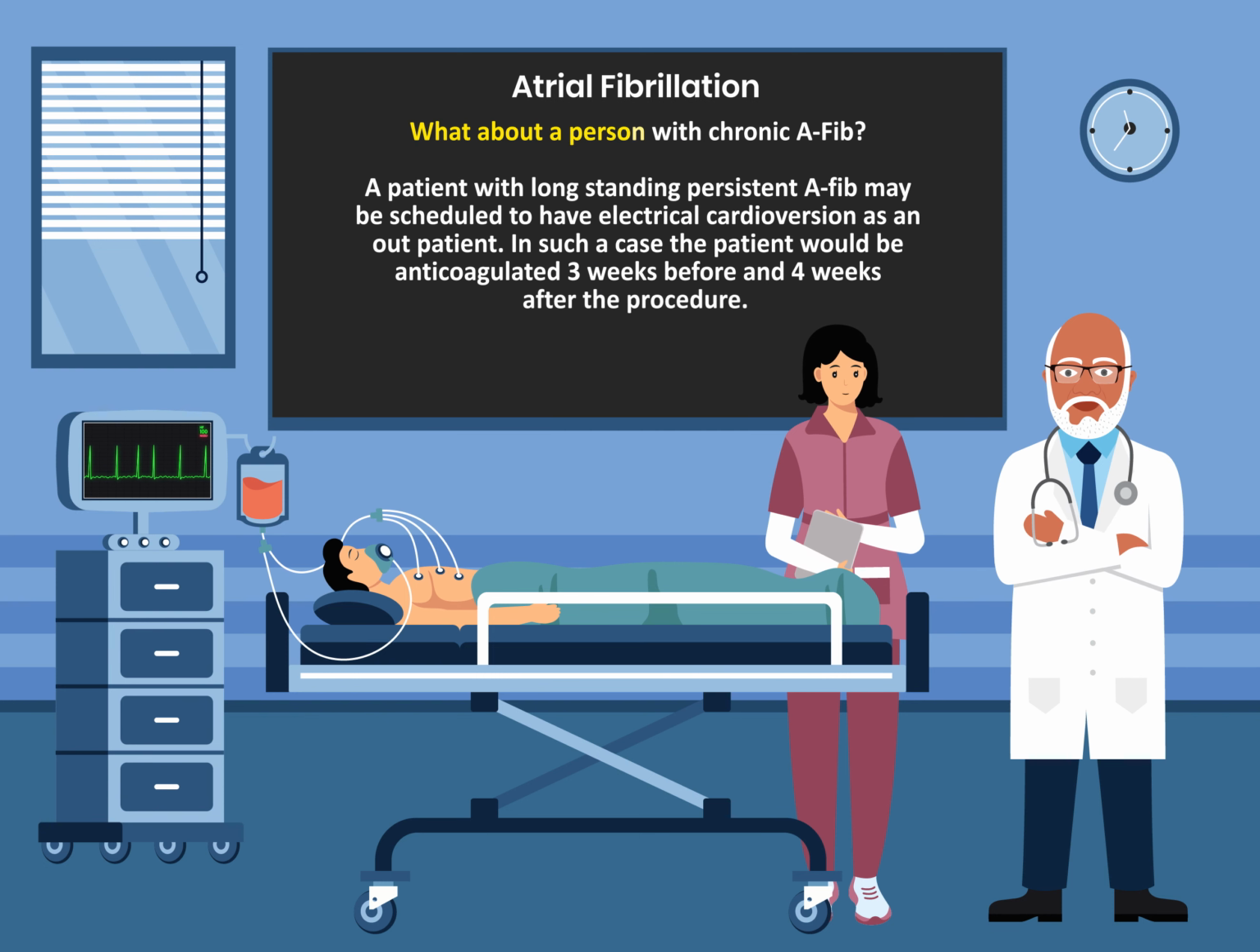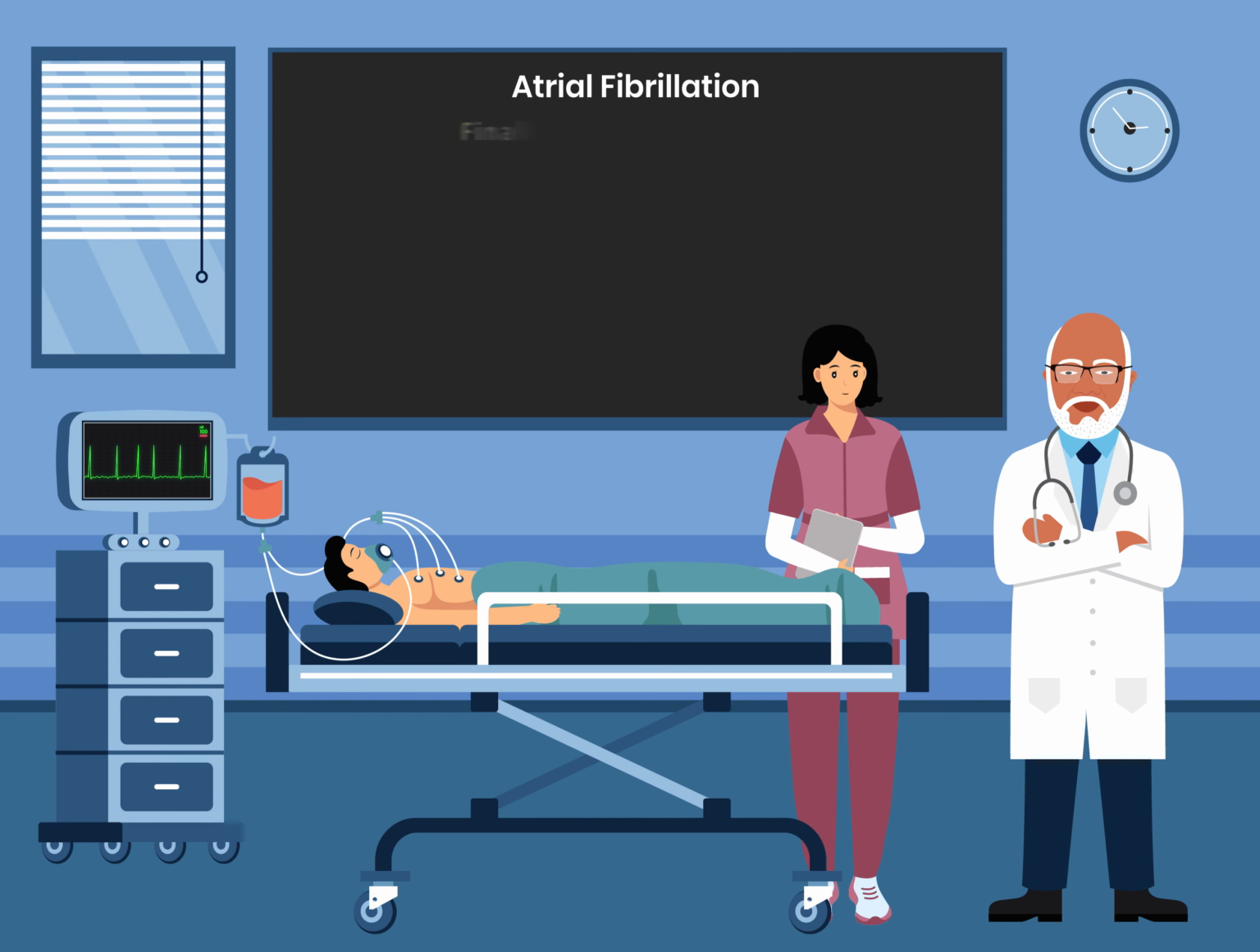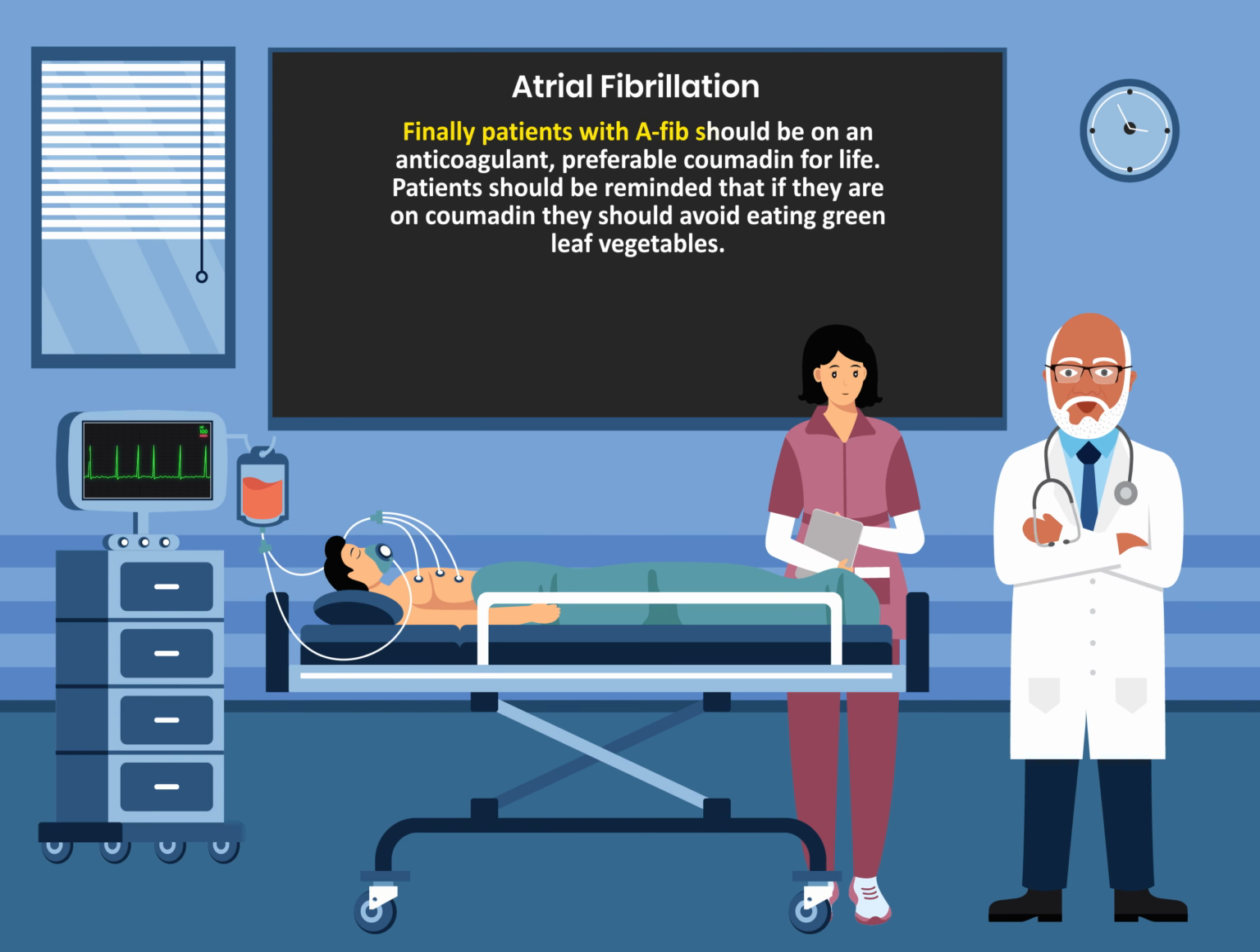What about a person with chronic AFib? A patient with long-standing persistent AFib may be scheduled to have electrical cardioversion as an outpatient. In such a case, the patient would be anticoagulated 3 weeks before and 4 weeks after the procedure. Finally, patients with AFib should be on an anticoagulant, preferably Coumadin for life. Patients should be reminded that if they are on Coumadin, they should avoid eating green leaf vegetables.